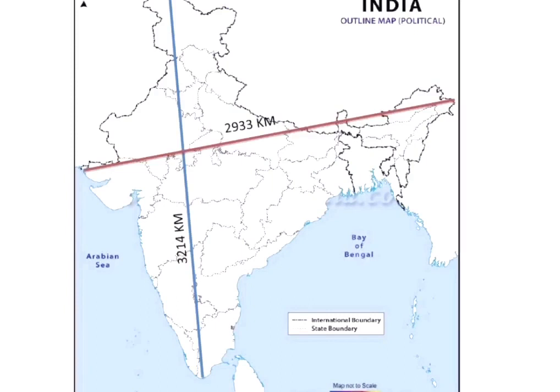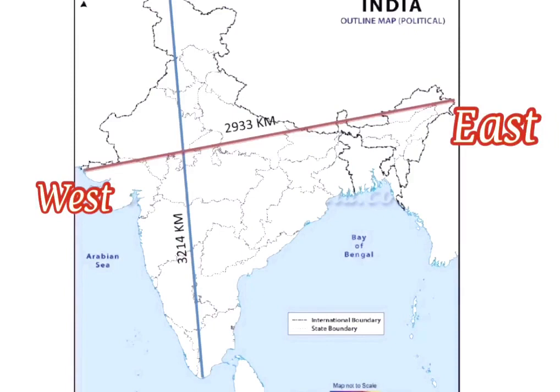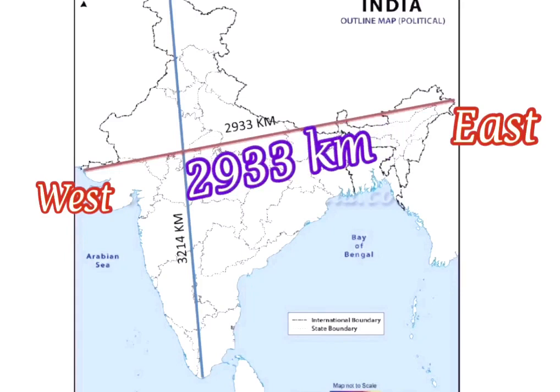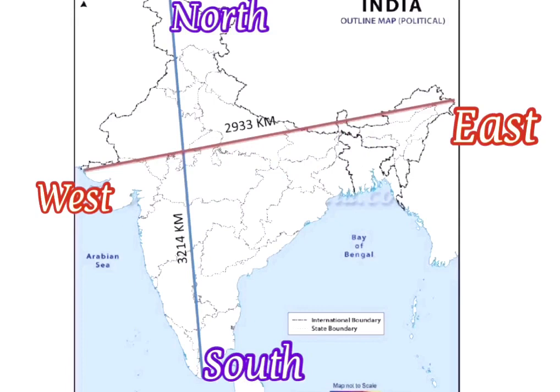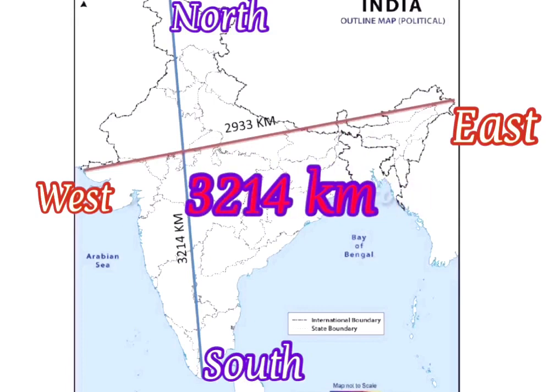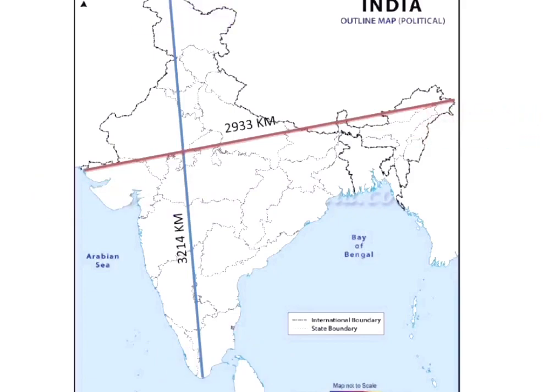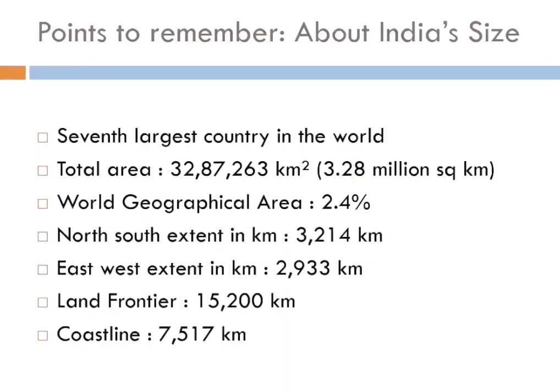Furthermore, we can compare the distance between the western and the eastern edge of the country and the northern and the southern edge of the country in regard to the total distance covered. The distance covered between the western and the eastern edge accounts to be 2,933 kilometers, whereas from the northern to the southern extent, the length covered is 3,214 kilometers.